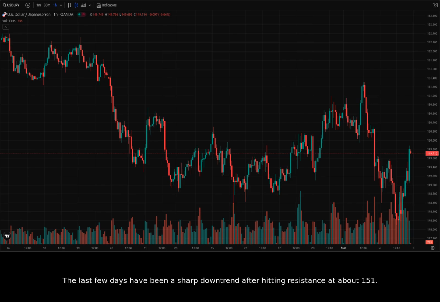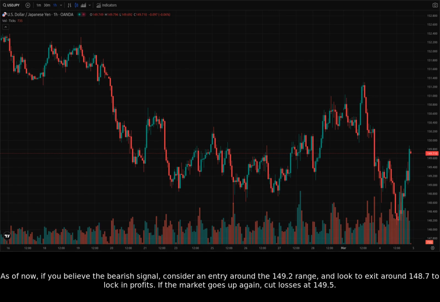The last few days have been a sharp downtrend after hitting resistance at about 151. There looks to be some support around 149. If we break through that, we could see a test for 148. The 1-hour chart looks bearish in the short term, and it may be worth watching the market carefully.